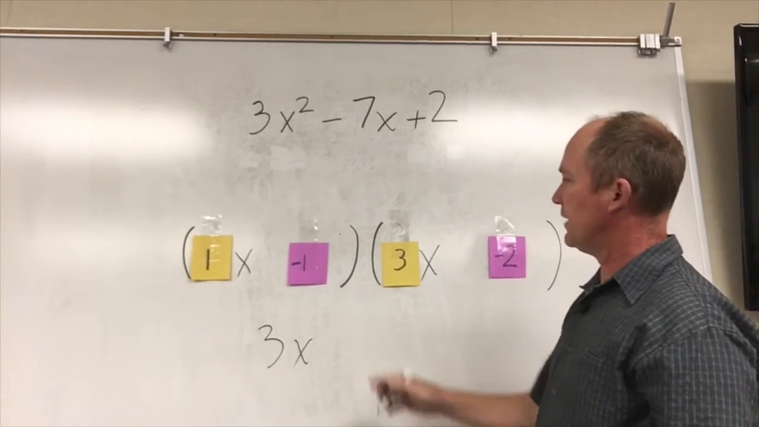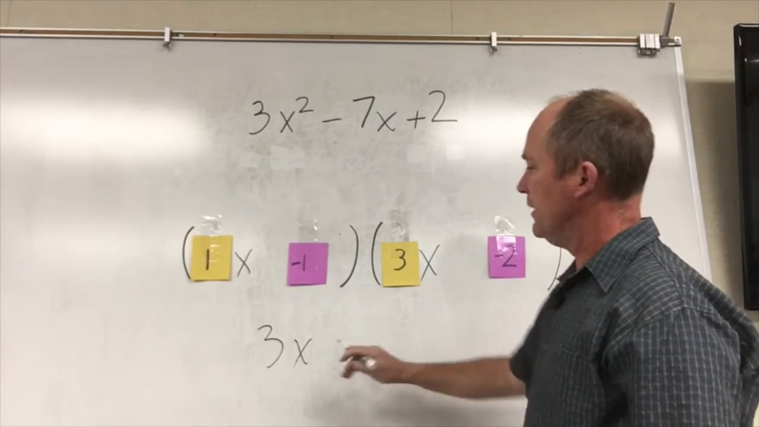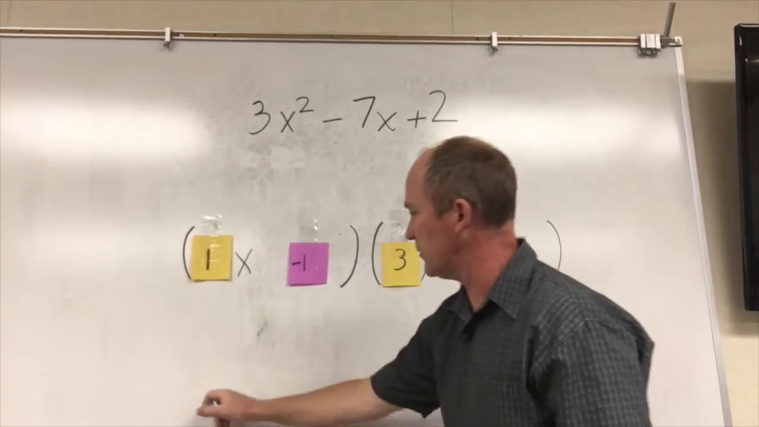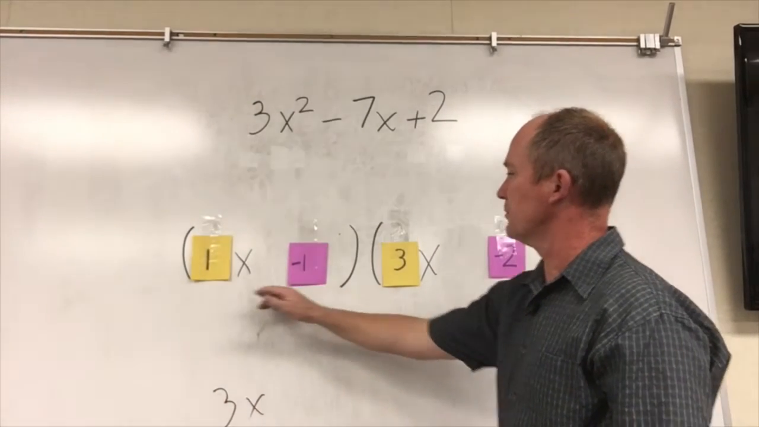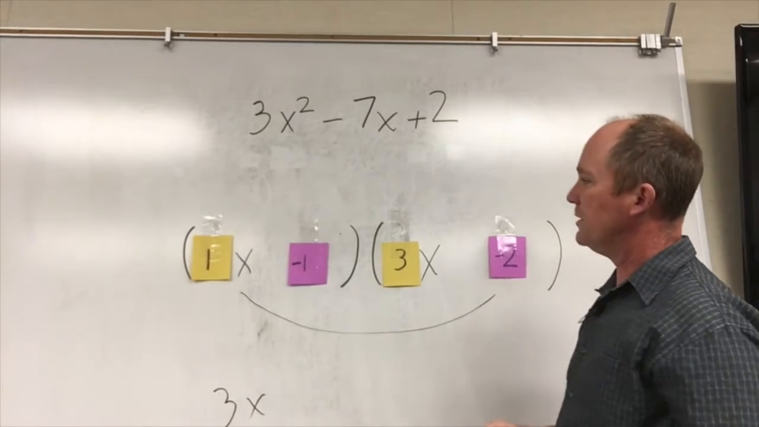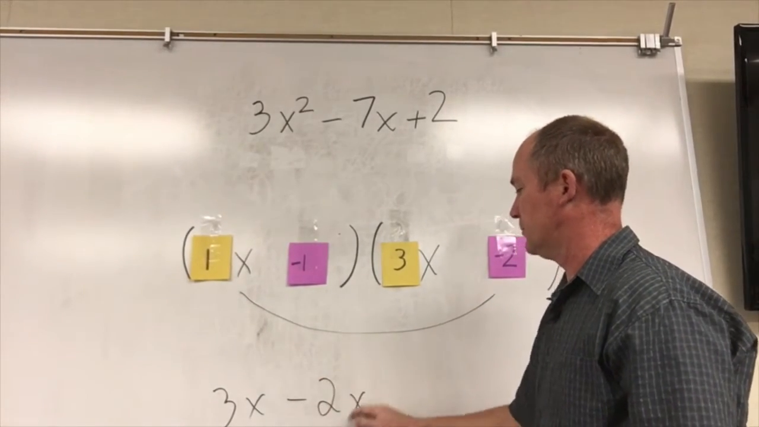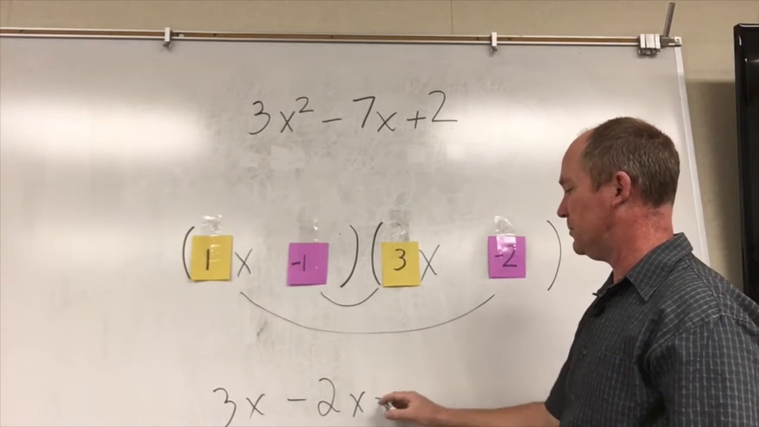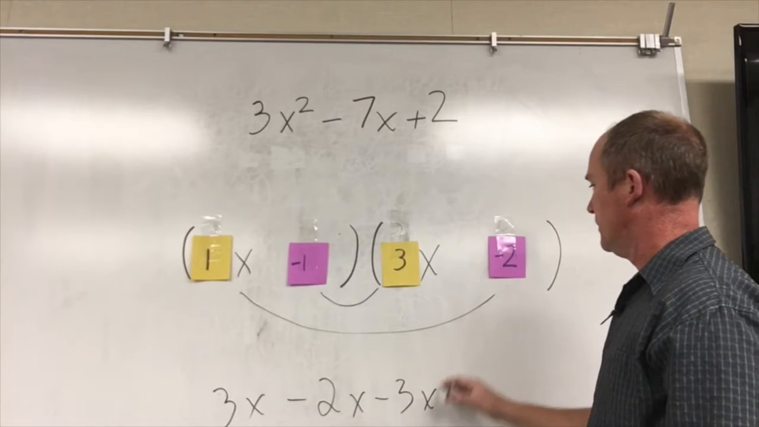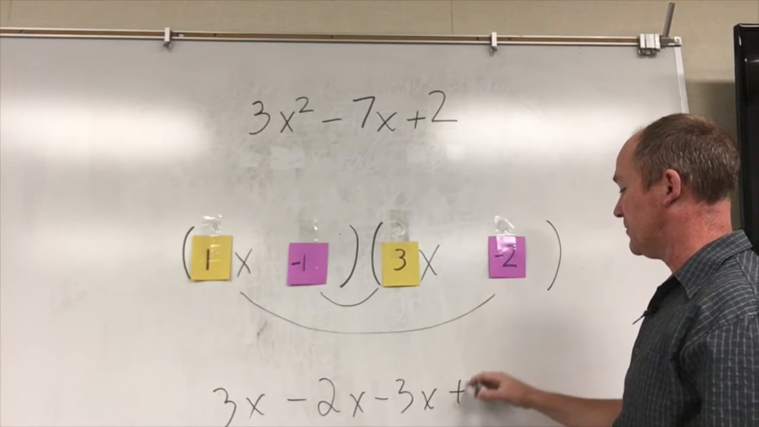Right? And then I take a look at my 1 times negative 2. We know that's going to be our negative 2. In the middle, I'm going to scoot this down here. So that's going to be 3x. If I do my first outer, 1 times negative 2x is going to be negative 2x. My inner, negative 1 times 3 is going to be negative 3x. And then my last two, negative 1 times negative 2, that's going to definitely be a positive 2.